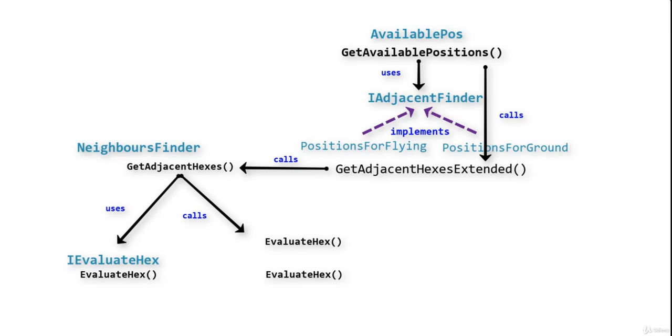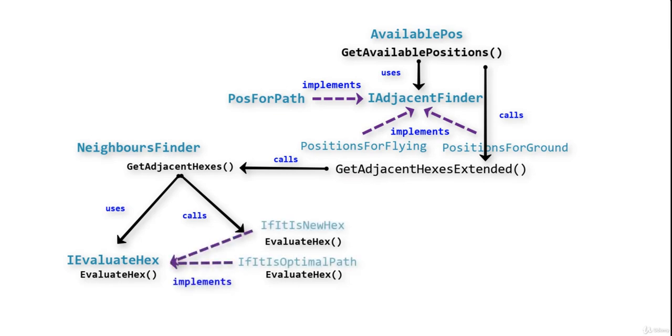First, I will add position4path script that implements the IAJSONFinder script, and using the getAdjacentHexesExtended method, the script will look for hexes that become a part of an optimal path. Then I will create an interface and name it iEvaluateHex, I will create 2 more scripts that will implement the interface.